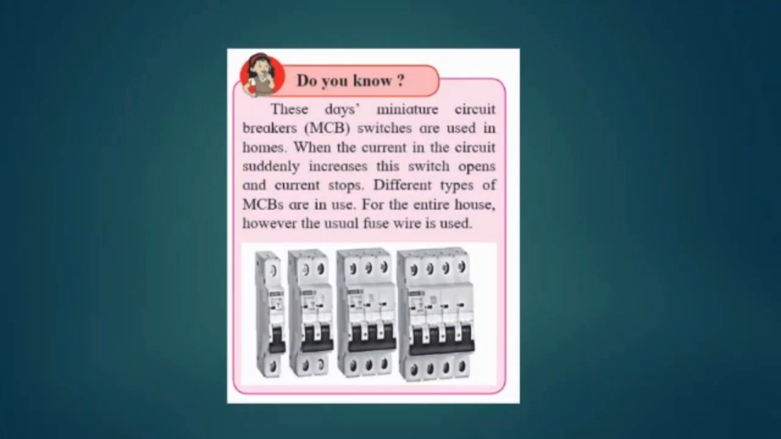See, these days, miniature circuit breakers, MCB switches are used in homes. When the current in the circuit suddenly increases, this switch opens and current stops. Different types of MCBs are in use for the entire house. However, the usual fuse is used. See here. You may have seen it in your house also. MCBs are used. So whenever the current is suddenly increased, at that time what will happen? This MCB will be dropped down, hence breaking the connection of the home electrical appliances. Are you getting it?